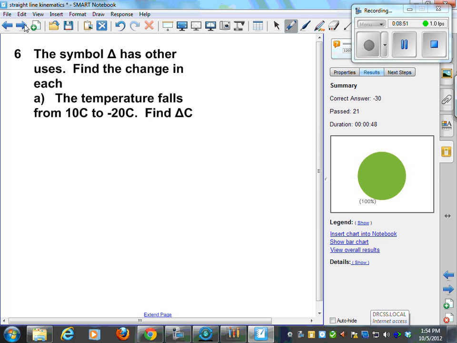Okay, now the symbol delta can mean other things too. Now actually, you guys did really good on this here. So yeah, from 10 to minus 20, that is a delta C, a change of minus 30.